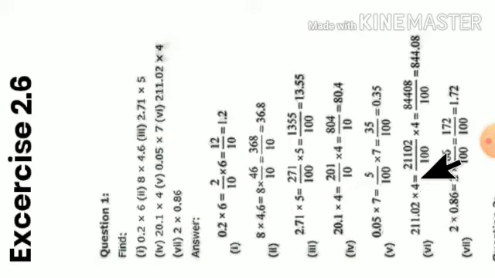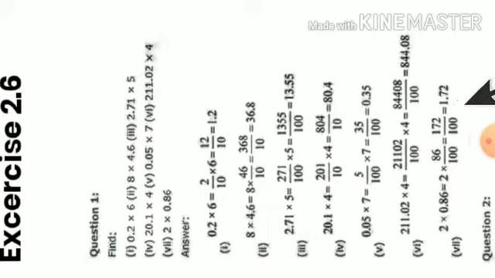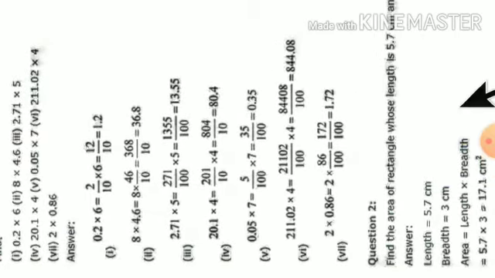211.02 into 4 equal to 21,102 upon 100 into 4 equal to, multiply these two, you will get 84,408 upon 100 equal to 844.08. Now 2 into 0.86 equal to 2 into 86 upon 100 equal to, multiply these two, so 172 upon 100 equal to 1.72.